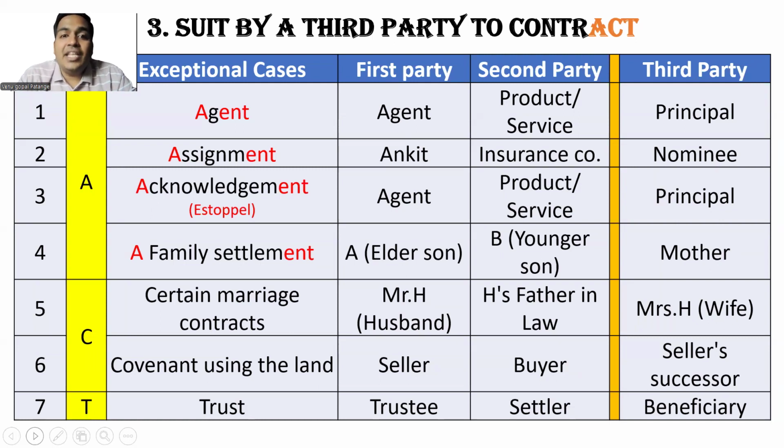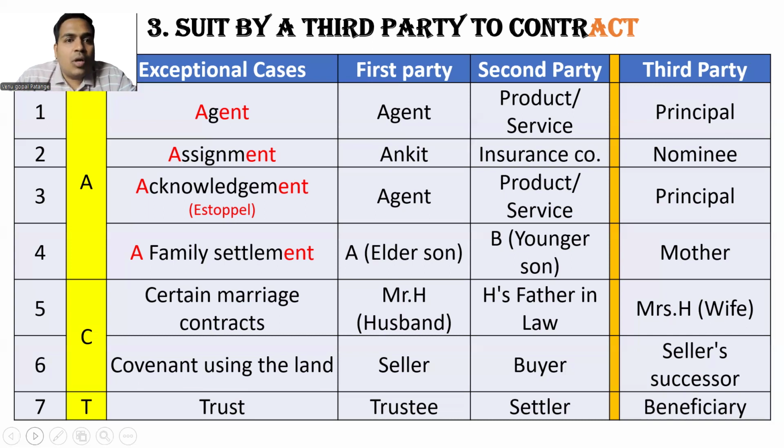So the first is agent. You can also remember the A's in a simpler way: agent, assignment, acknowledgement, a family settlement. It goes in that manner. So we'll first discuss agent.